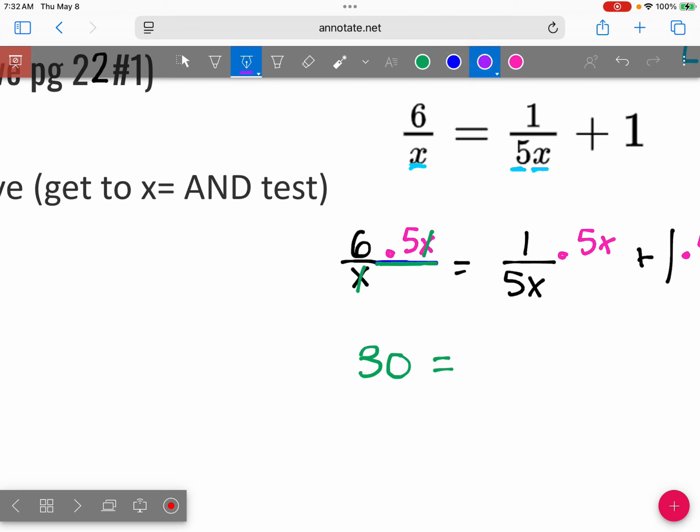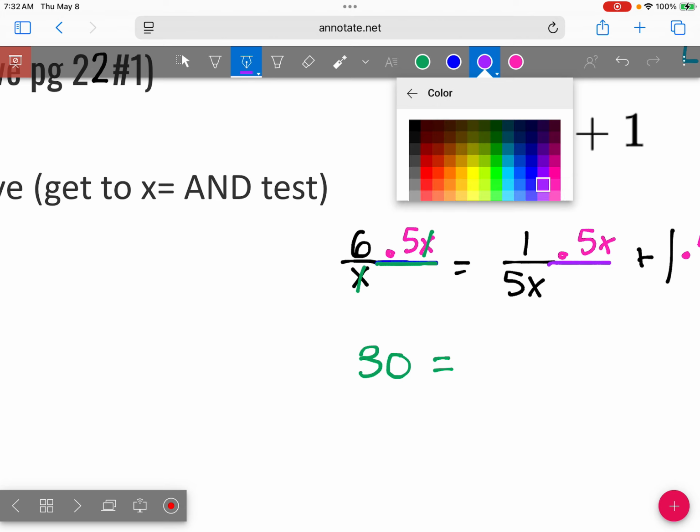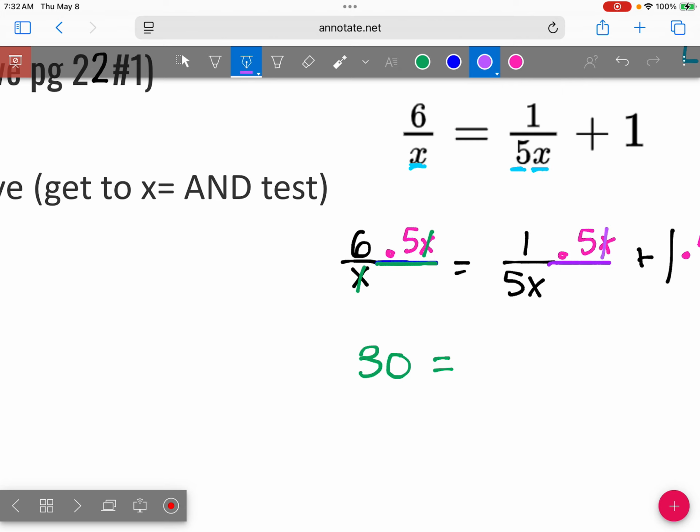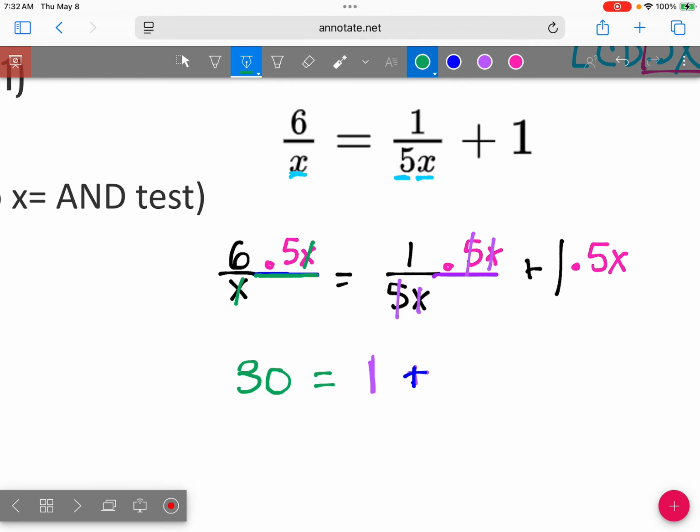Same thing on our 1 times 5x over 5x. This time my x cancels out, and the 5 cancels out, so we're left with just a 1. And then we have our plus. And we have one more piece. Our 1 times 5x, I don't have anything that cancels out here. So we just get our 5x.